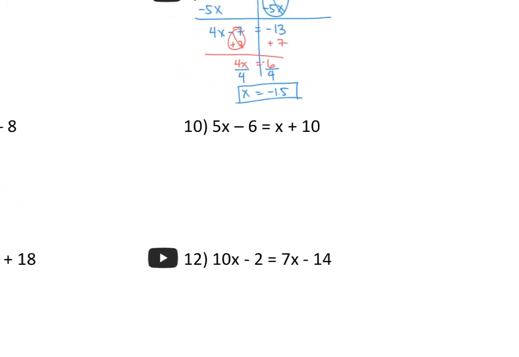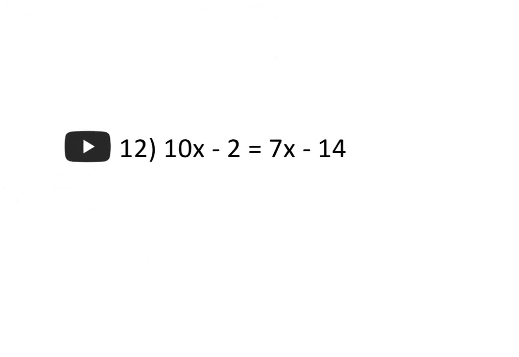All right, the last problem I'm going to go over is number 12, and this is a similar problem to the previous one. Okay, again, we have variables on both sides. So when you have variables on both sides, what I like to do is pick a side for my variables and pick a side for my numbers. And when I do that, that means I'm going to move all my variables to the left-hand side and all my numbers to the right-hand side.